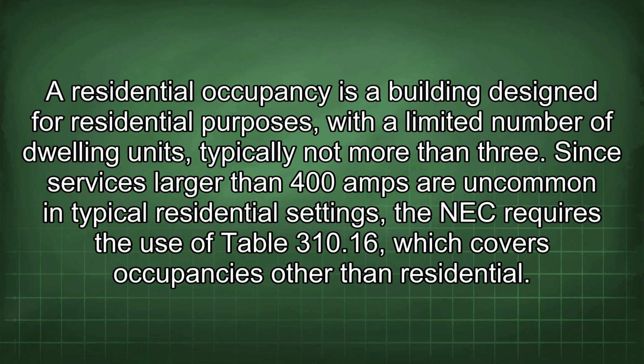A residential occupancy is a building designed for residential purposes, with a limited number of dwelling units, typically not more than 3. Since services larger than 400 amps are uncommon in typical residential settings, the NEC requires the use of Table 310.16, which covers occupancies other than residential.